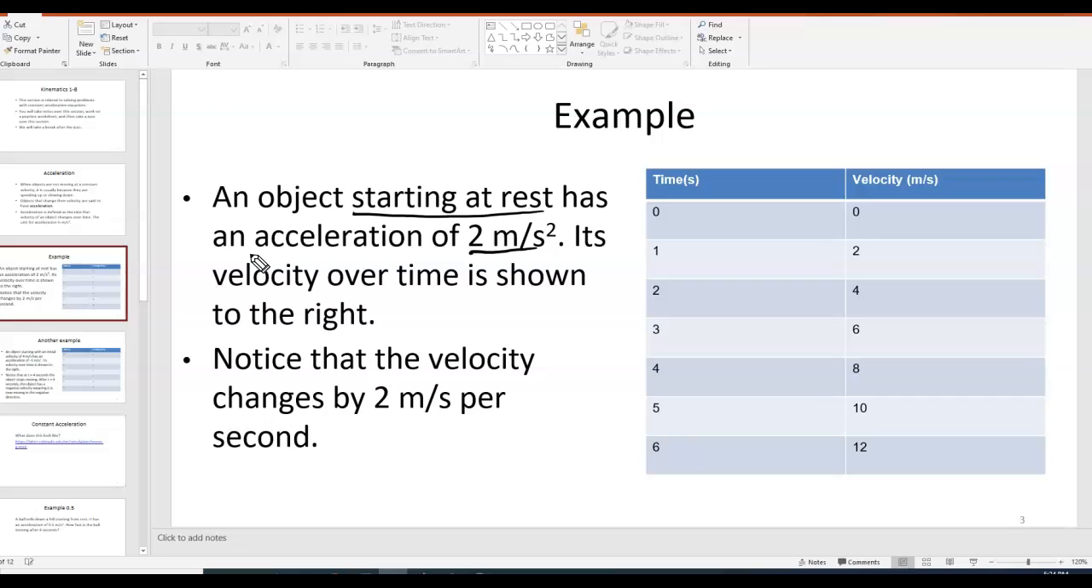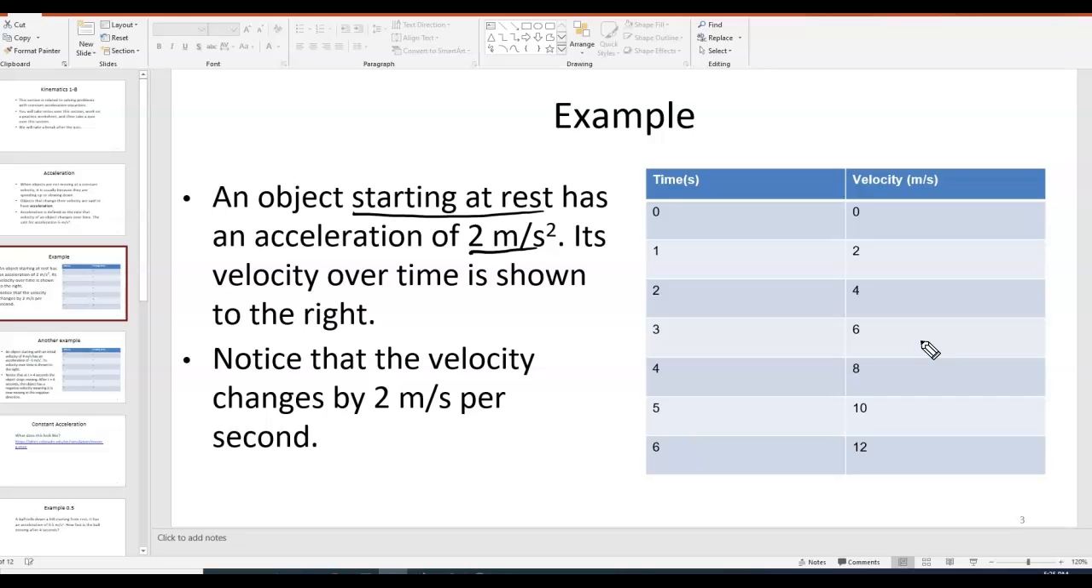Now, I want to tell you what this 2 meters per second squared means. That means after 1 second of time has passed, the object now has a velocity of 2 meters per second. After 2 seconds have passed, the object now has a velocity of 4 meters per second. After 3 seconds have passed, the object now has a velocity of 6 meters per second. So in other words, if the acceleration is 2 meters per second squared, that has nothing to do with how fast the object is moving. That just means that the velocity itself is changing by 2 meters per second every second. Okay, so 2 meters per second squared, you can think of that as 2 meters per second per second.